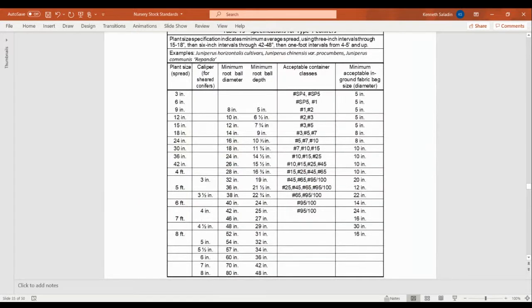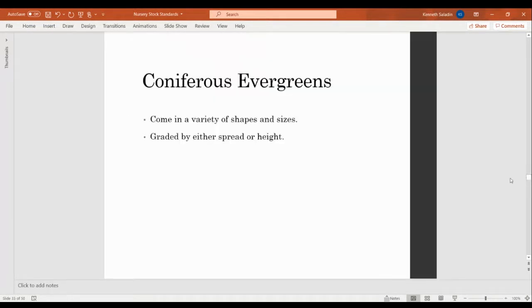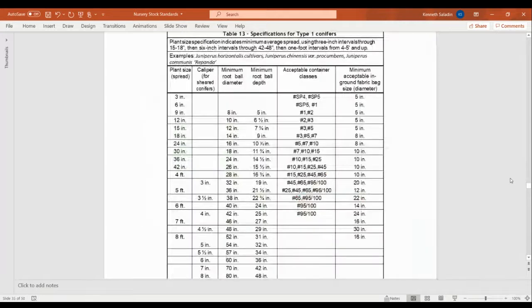Okay, and then here's some grades from the standards that you can look at to see minimum ball diameters and whatnot. I'm not sure how well you can see that. There's a lot of information there.